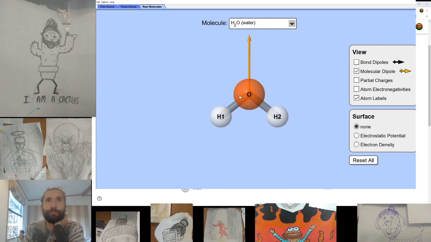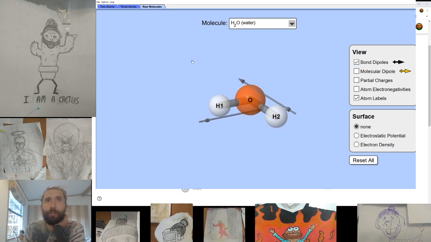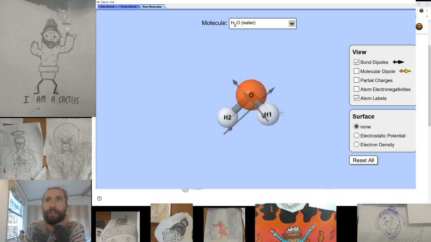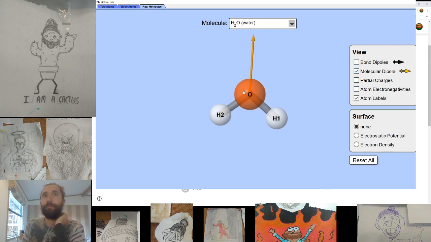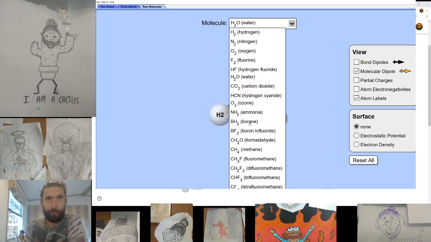Let's have a look at water. Here are oxygen and 2 hydrogens. The oxygen is more electronegative than the hydrogen, so it's going to be drawing electrons towards it. So with our bond dipoles, we have 2 polar hydrogen-oxygen dipoles, and they're both going towards the oxygen. Then to get the molecular dipole, we add them together, and it's an arrow pointing straight up. So, yep, it does have a molecular dipole. It is polar.